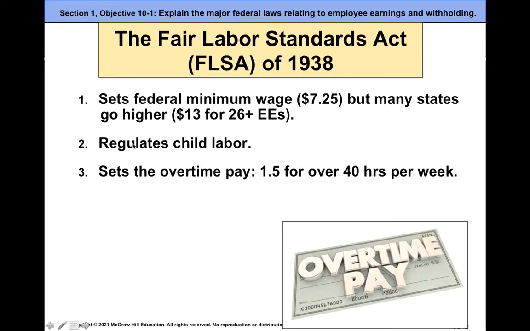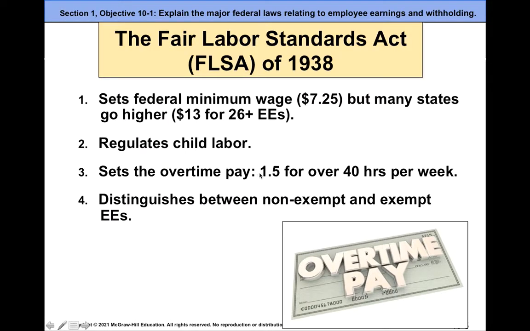The third provision is that this law sets the overtime pay. In general, we will assume in this class, whatever is above 40 hours per week, we have to pay employees 1.5 of their regular pay rate. But now, not everybody is covered by this provision. So the law distinguishes between exempt and non-exempt employees. Non-exempt employees do get overtime. They are not exempt from the 1.5 overtime provision.